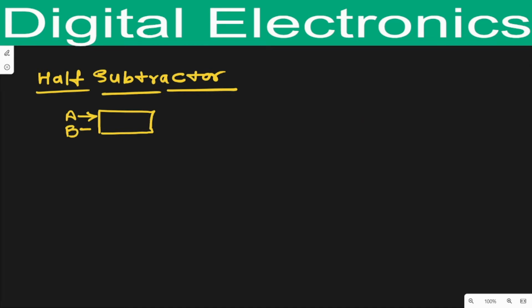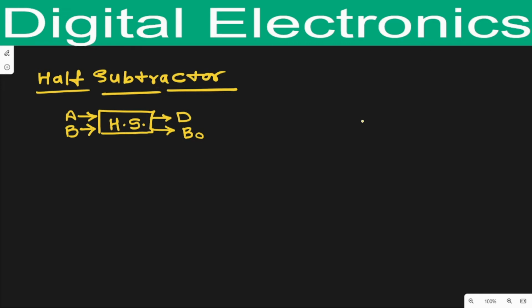Suppose I am considering two inputs as A and B. So this half subtractor, I am writing as H S. This half subtractor circuit is used to subtract these two bits only. Accordingly it will provide two outputs. One output is represented as difference D, and another output is represented as borrow B. Here the input is also represented as B. That's why we represent this borrow output as B naught.